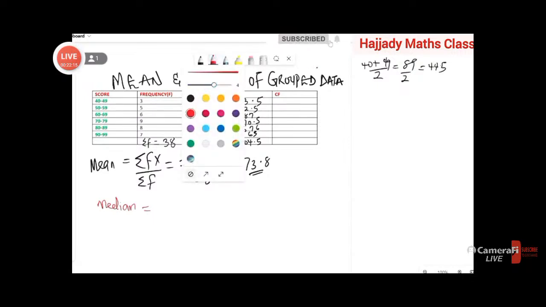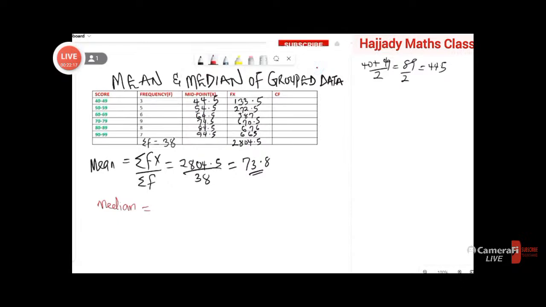Let me make it thick. So, we are using this formula: L subscript B plus N over 2 minus the cumulative frequency before the median class, times the class width, all over the frequency of the median class.